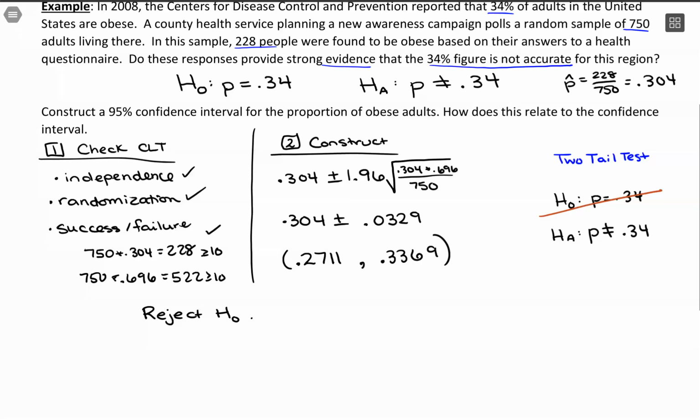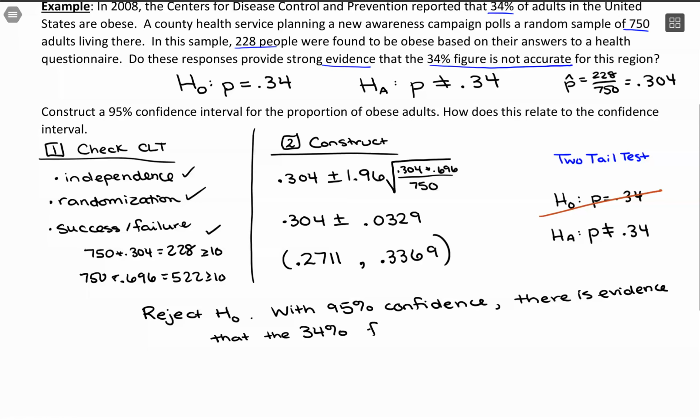And we won't have a p-value here, but you could say with 95% confidence, you could bring in the confidence. You could also say with 5% significance, that would be the same thing. And then we would say there is evidence that the 34% figure is not accurate for this region.